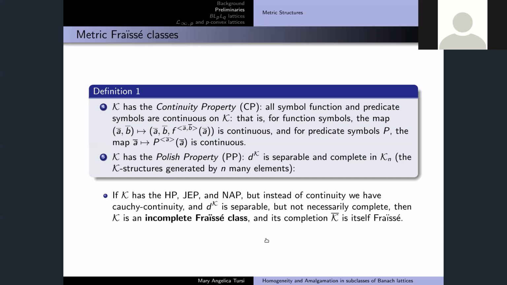Now, if I can loosen these restrictions to just have something that's an incomplete Fraïssé class. So in this instance, I loosen continuity to Cauchy continuity. So this map takes d_K Cauchy sequences to d_K Cauchy sequences. And then for the Polish property, I only require separability, but I don't require completeness. And if K has these looser properties, we call it an incomplete Fraïssé class. But as we'll see, that's actually going to be pretty strong still, because its completion is going to be itself Fraïssé.